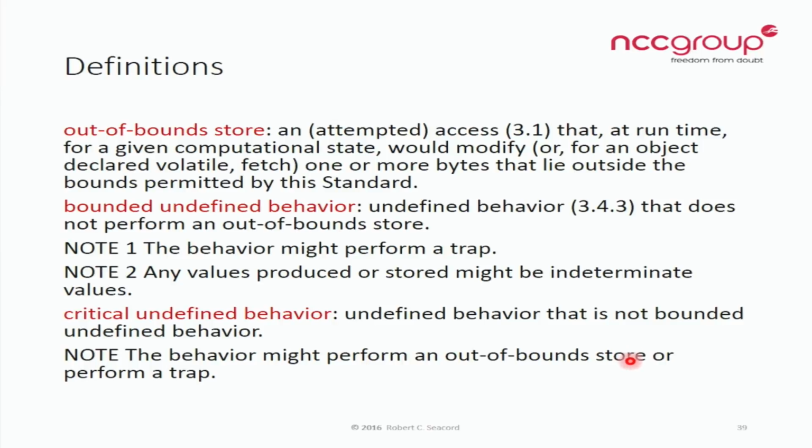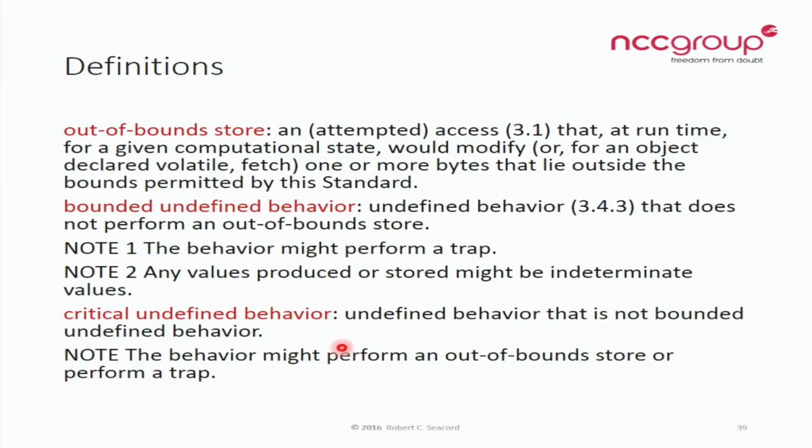So we introduced some definitions. First of all, an out-of-bounds store is just an attempt to modify a value outside the bounds of an object or to access an object that's declared volatile. Then we define 2 versions of undefined behavior. So there's bounded undefined behavior, which is undefined behavior that does not perform an out-of-bounds store, but might perform a trap or might produce an indeterminate value. And if you read an indeterminate value in C, that's undefined behavior. And critical undefined behavior, which is undefined behavior that's not bounded. So in the current version of C, there's about 200 plus explicitly defined undefined behaviors. And all of them are, by these definitions, critical undefined behaviors.